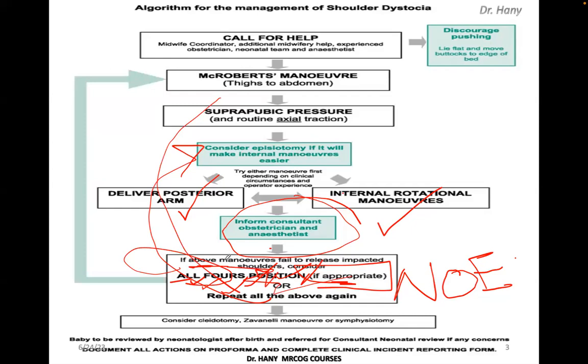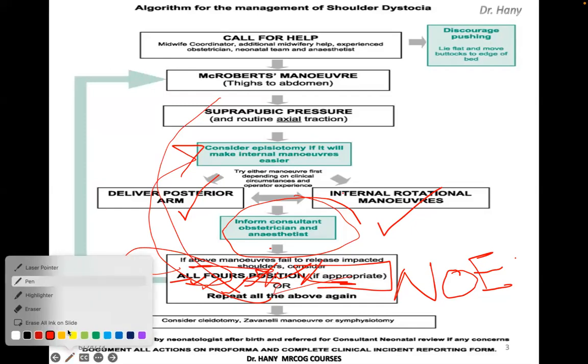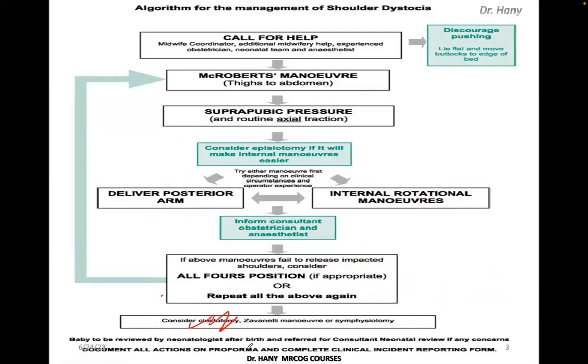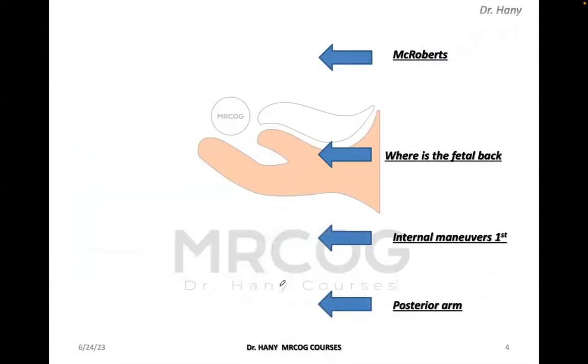Then I will repeat. If that fails, the destructive technique or the third line maneuver, which is fracture of the clavicle, cleidotomy, fracture of the symphysis, open the pelvis, symphysiotomy, or the Zavanelli maneuver, which is put the head back and do cesarean section. This is the important point of shoulder dystocia.